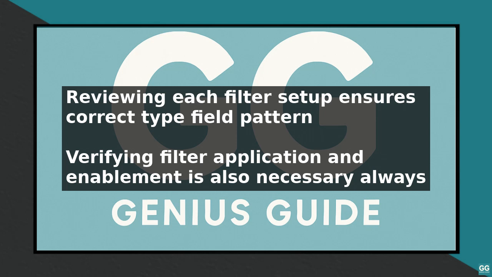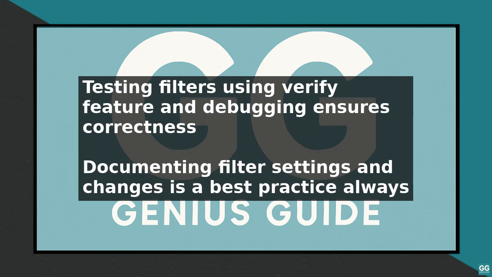To avoid this, use the filter precedence feature, which allows you to specify the order in which filters are applied. To test your filters, use the Verify Filter feature in Google Analytics. This feature allows you to test a filter against a sample dataset to ensure it is working correctly. You can also use the Filter Debugging feature to identify any issues with your filters.